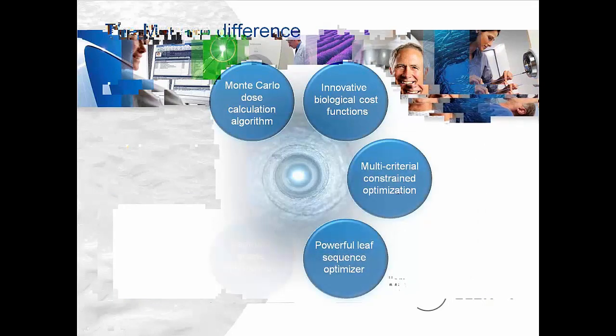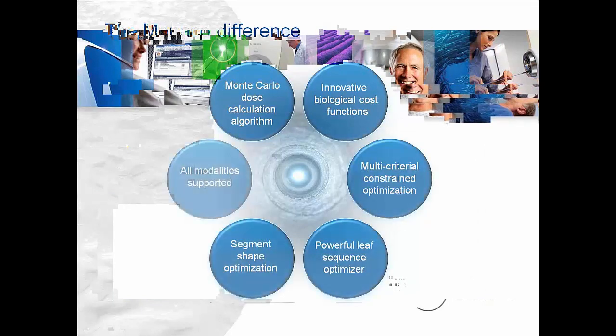Okay, there are a number of features that kind of differentiate Monaco, and I just want to talk about a few of them so that when I get into the program, you understand the terminology and you know what I'm talking about, okay? So let's start out with biological modeling. These biological cost functions allow us to model tissue-specific dose responses.